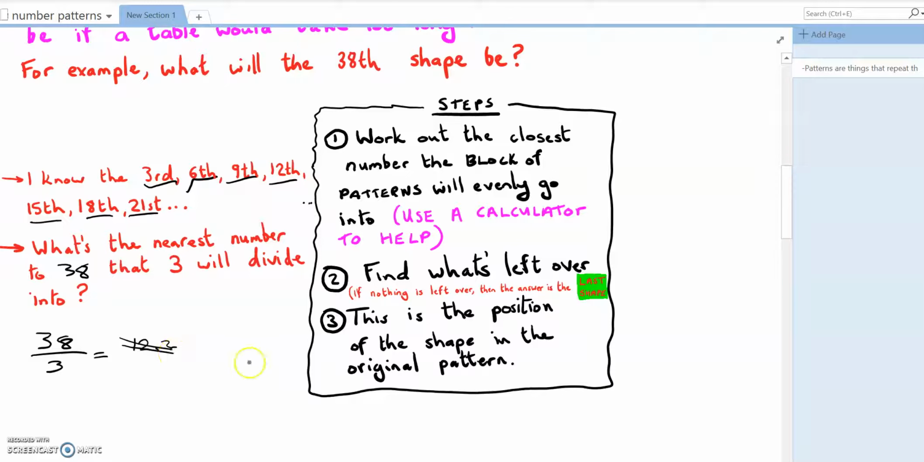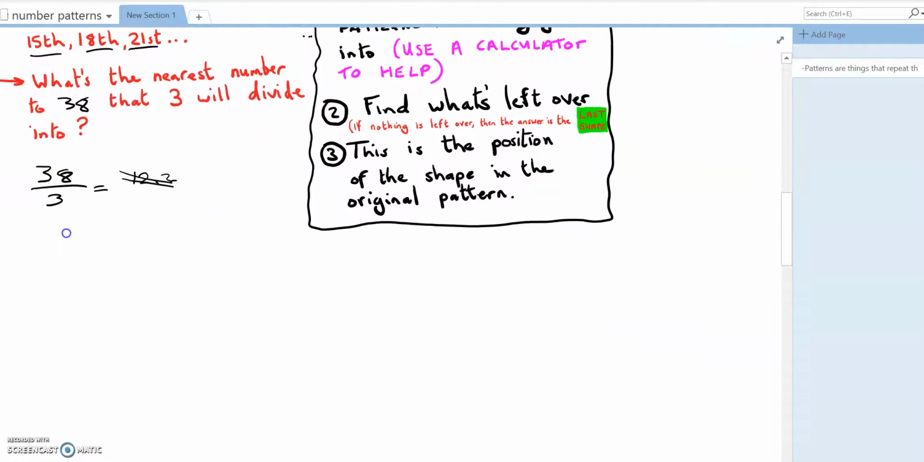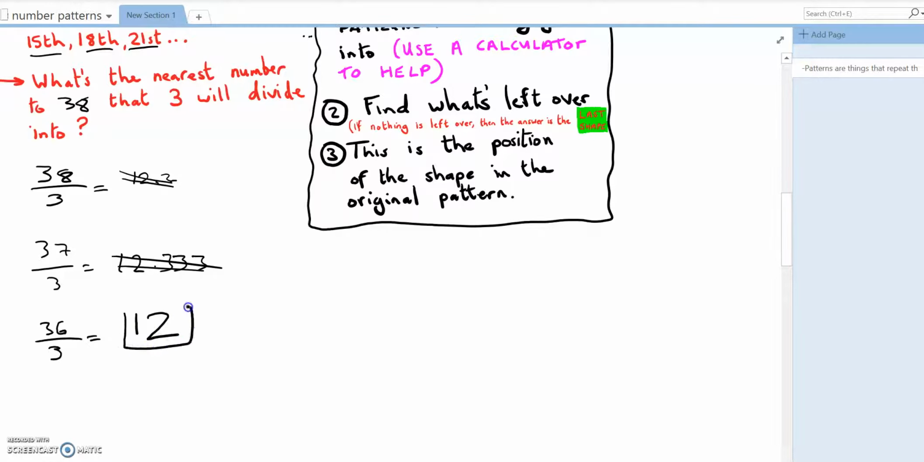No. So now I try the number below 38. I try 37, divide by 3. What does that go in? It goes in 12.333. No good. So now I go down again. I always go down, work down. 36, divide by 3. And bingo, it goes in an even number, 12.